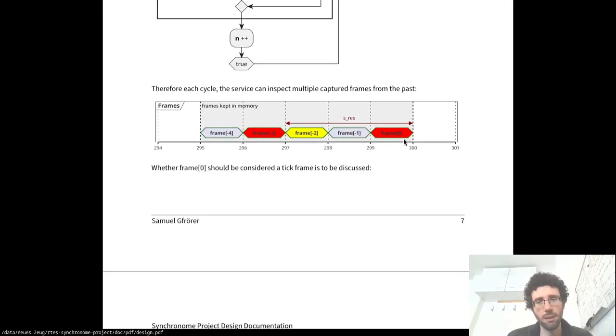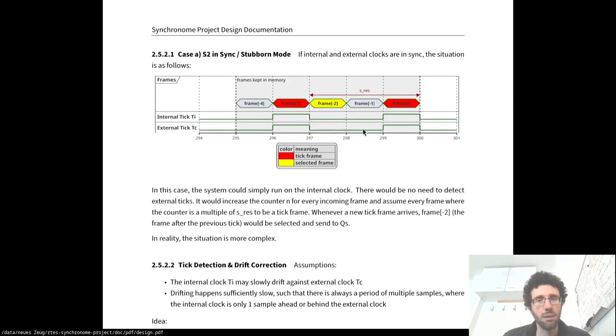The tick frames are the ones that are probably blurred and should not be taken. So it can then select one of the 2 frames in between the tick frames. And this mode of operation could be called running on internal tick, by which I mean making decisions solely based on the numbering of frames. And it can also be called stubborn mode, because it completely ignores the content of the frames or doesn't take into account any kind of actual tick detection.